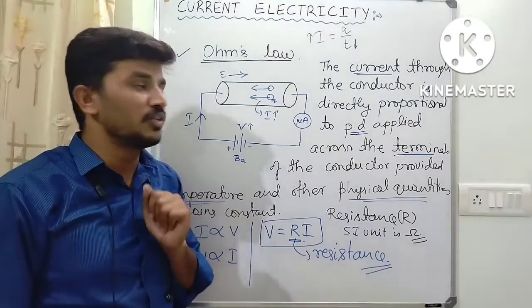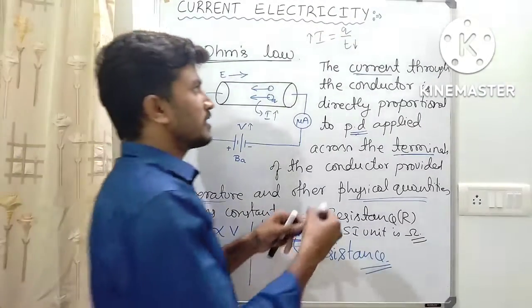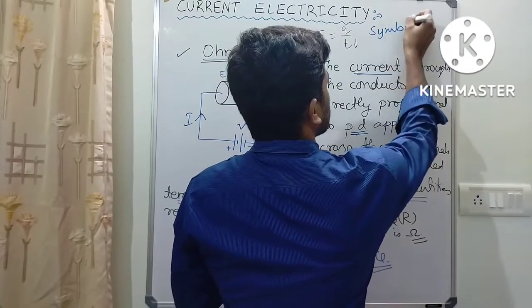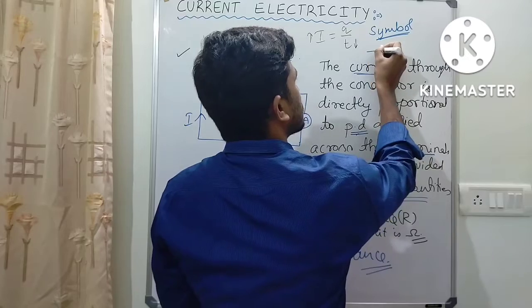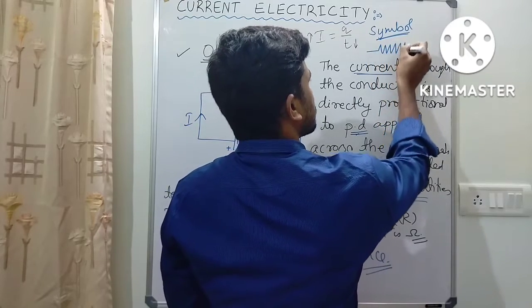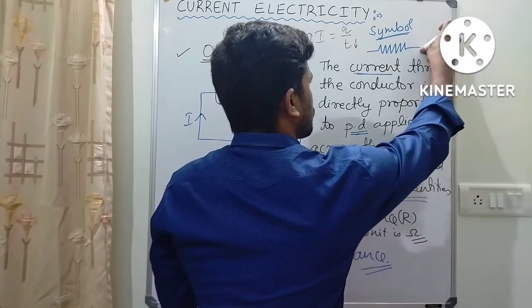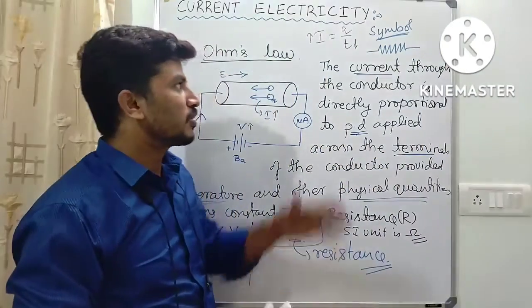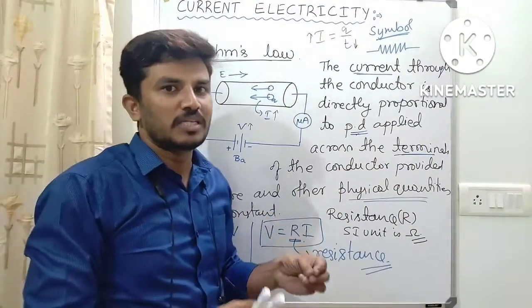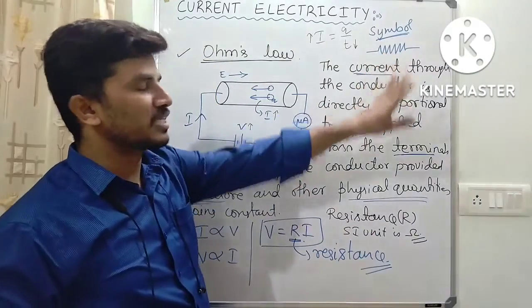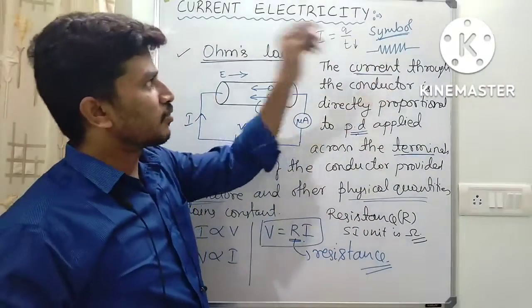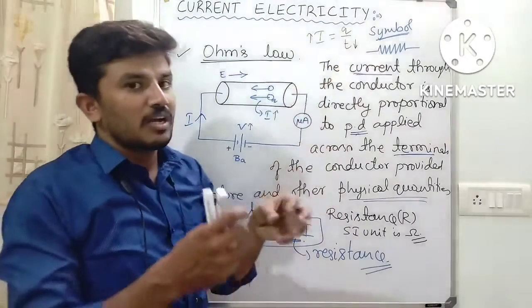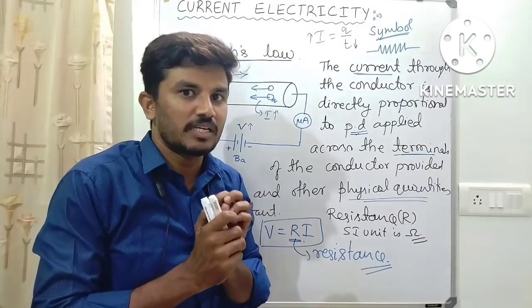Then what is the symbol that we use to represent the resistor? The symbol to represent a resistor is this. This is a fixed resistance. In that also we have different types of resistors, like carbon resistors, wire wound resistors, and so on. We will discuss those resistors later, along with the color code of the resistors. This is the symbol used to represent the fixed resistance of a resistor.